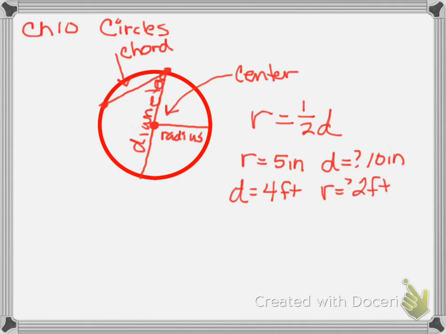Questions about that? Andrew? What if you're trying to find your radius and your diameter is an odd number? So the diameter would be 9 feet. What would the radius be? Anybody know? 4.5. Yeah, 4.5. Yep, 4.5 feet. That is correct. Questions about that?